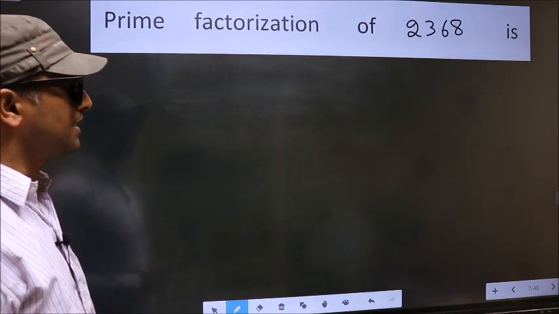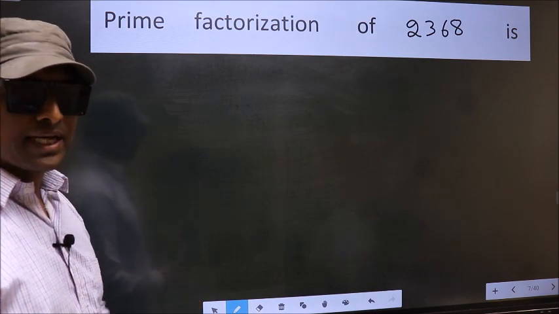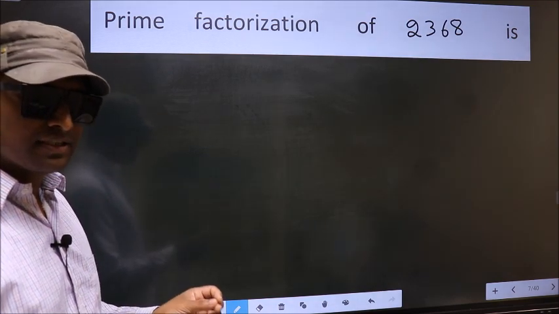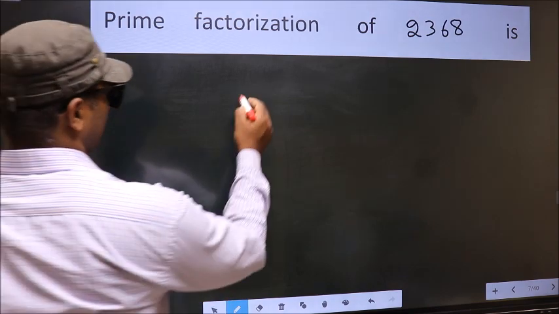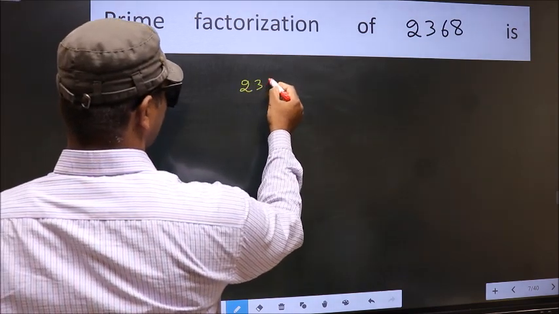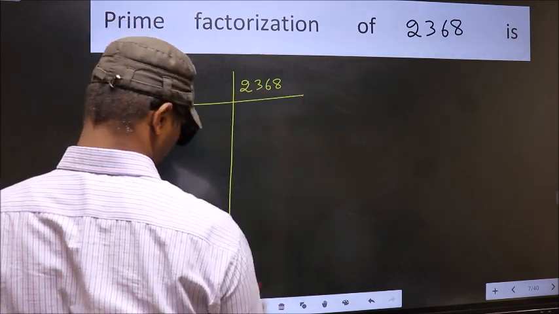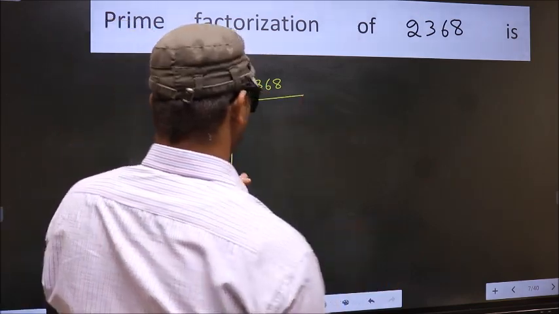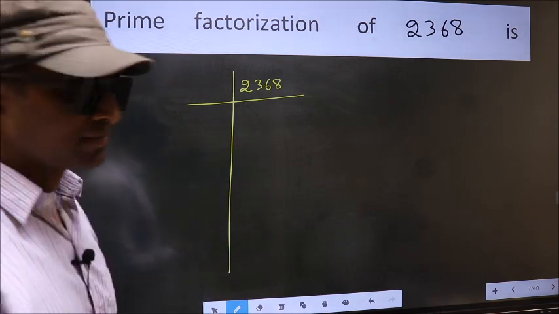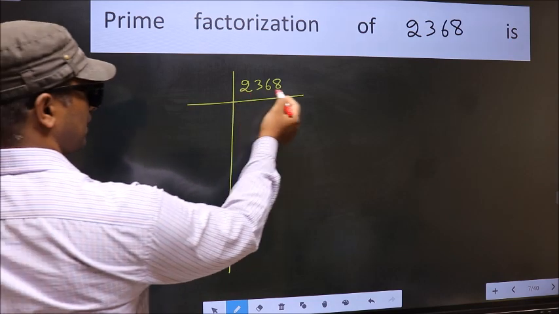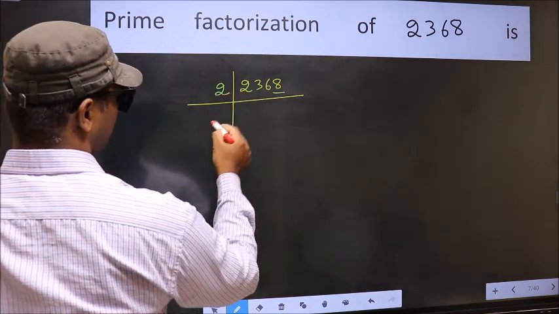Prime factorization of 2368. To do prime factorization, first we should frame it in this way: 2368. This is your step 1. Next, in this number, the last digit 8 is even, so take 2.